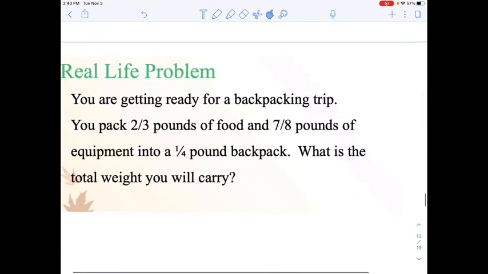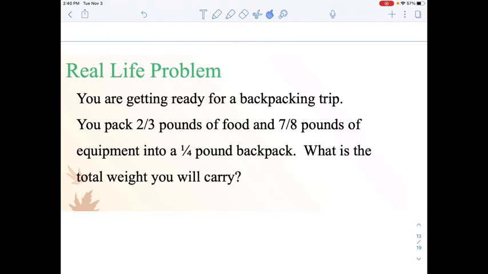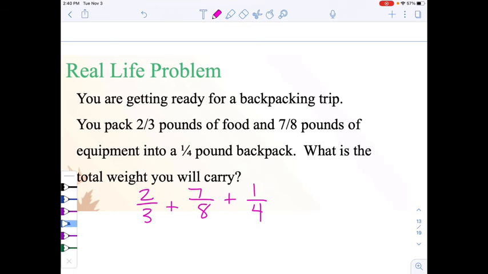And then one quick story problem. It says you're getting ready for a backpacking trip. You pack 2/3 pounds of food and 7/8 pounds of equipment into a 1/4 pound backpack. What is the total weight you will carry? So we need to add all of these together. 2/3 for food, 7/8 pounds for equipment, and 1/4 pound for the backpack.